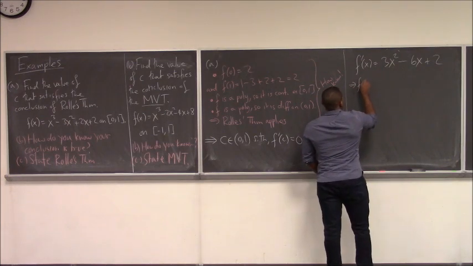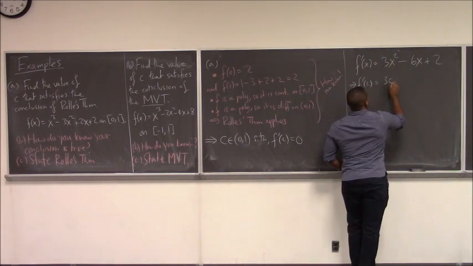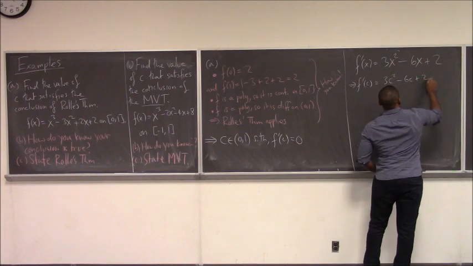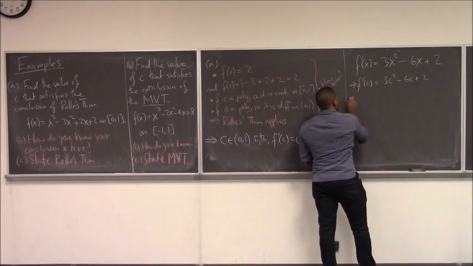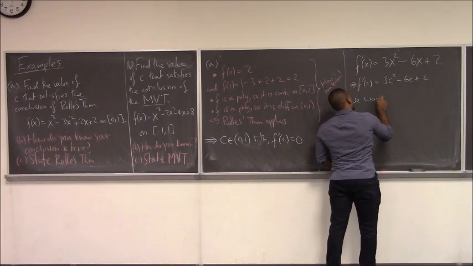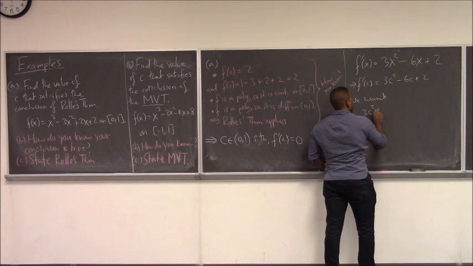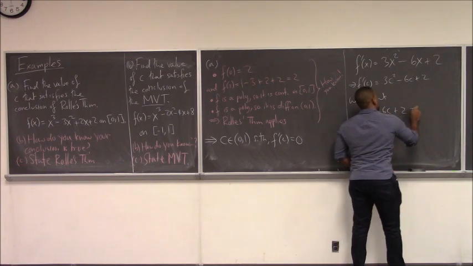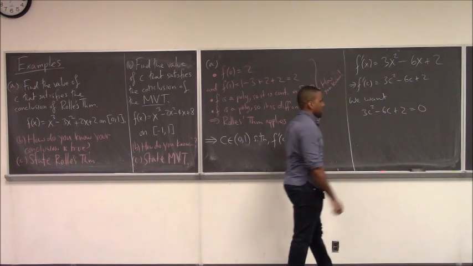It's a polynomial, so it shouldn't be too much trouble to differentiate. This implies that f prime of c would be 3c squared minus 6c plus 2, and we want that value to equal 0. How do you solve that?